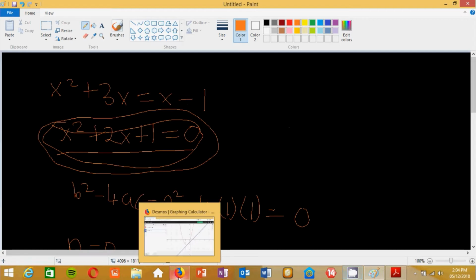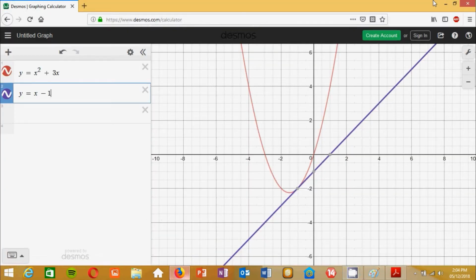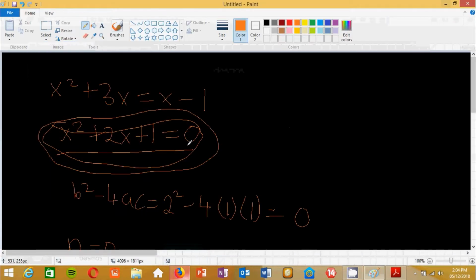But hold on, they only meet at one point. So what does that tell us? This quadratic equation here should only give us one answer. It should only give us one solution. But how does the quadratic equation give you one solution only? How does the quadratic equation give you one answer only if the discriminant is 0?